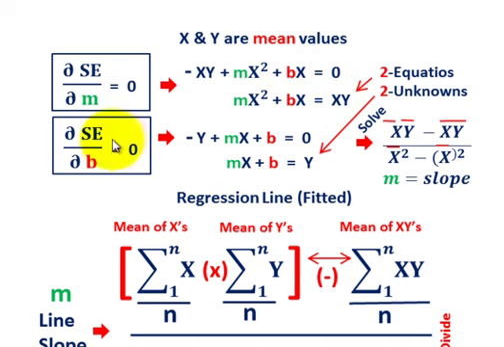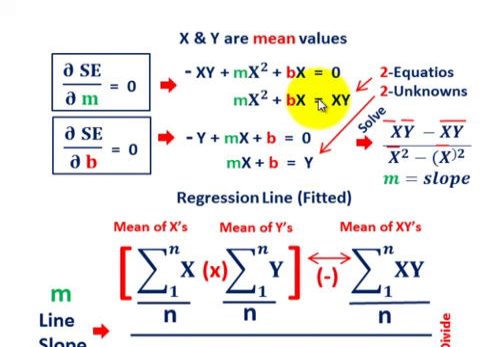And then for our partial derivative with respect to b, our y-intercept, you're going to get minus y plus mx plus b equals 0. Just rearrange the equation. So you get these two equations: for our partial derivative for our slope, m x squared plus b x equals xy, and for our y-intercept, mx plus b equals y.